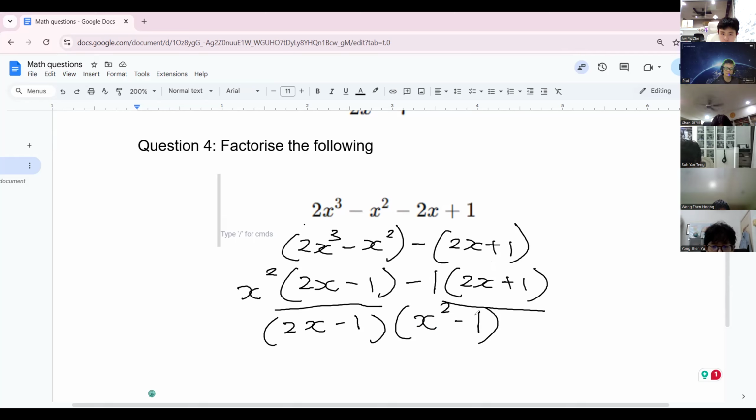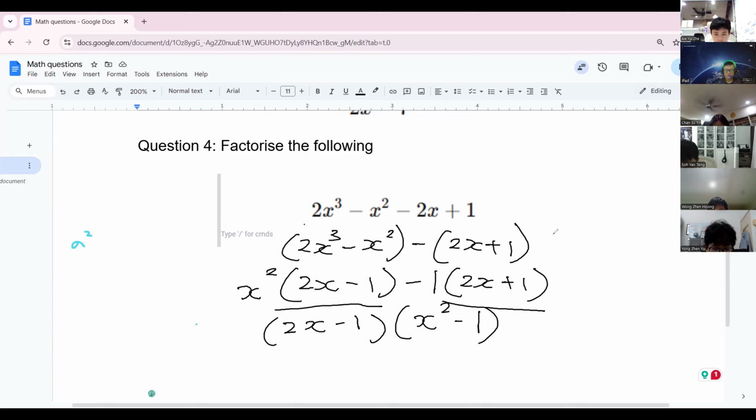Did I do it correctly? Yes, so move on with the formula. Next step is with the formula. Wait, sorry, why does 2x plus 1 turn into x squared minus 1? Sorry. Teacher, you want to say about this one?